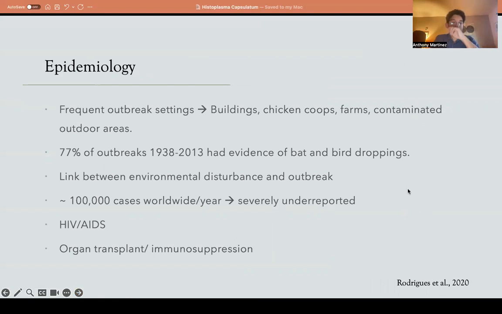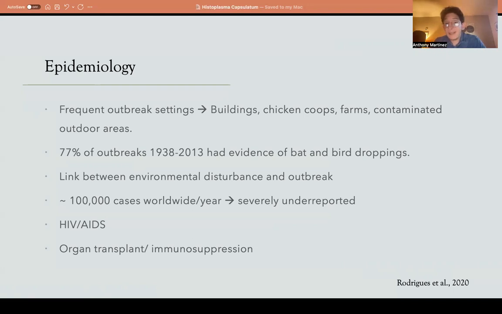Epidemiology, yeah. Like I've kind of indicated before, anywhere where you're going to have avian or bird droppings is at risk, basically. It's not really specific human populations. It's not specific ages. It's if you disturb something and it has this microconidia in it, and you inhale that microconidia, you're at risk. So frequent outbreak settings are buildings, chicken coops, farms, contaminated outdoor areas.